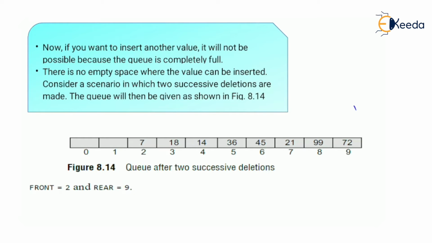So rear is equal to max minus 1. Max means the total size of the queue, which is 10. So 10 minus 1 is equal to 9, which means rear is full. Rear is not vacant. At the 9th position, the element 72 is present. So we still hold the condition true that the queue is full even though there is vacant space. This is the major drawback of the linear queue that I want to explain from figure 8.14.